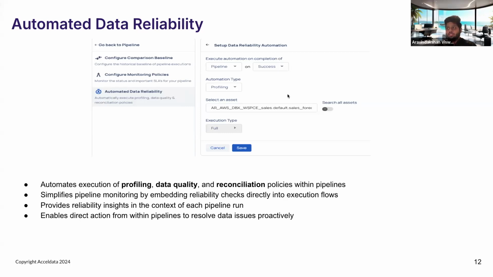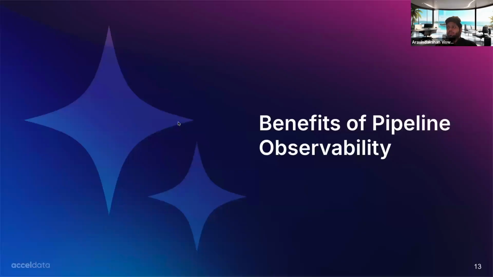Once you do this configuration, the next time this pipeline completes successfully, the profiling on this asset will be executed. And you can do this at job level and span level as well. So based on the completion of a certain job, if you want to do profiling or policy execution, you can obviously do that. So that is the significance of the automated data reliability.